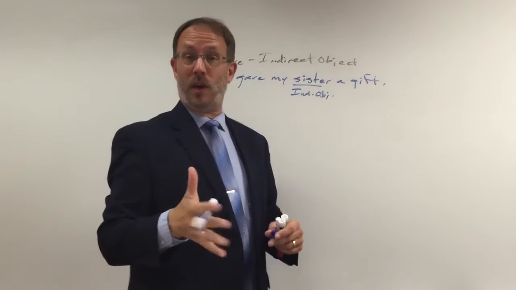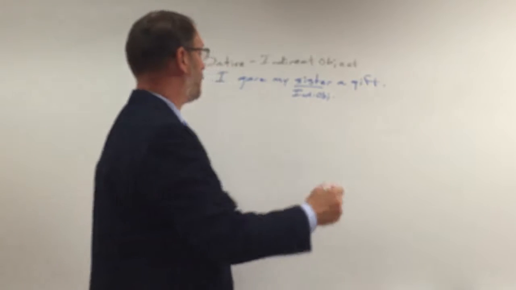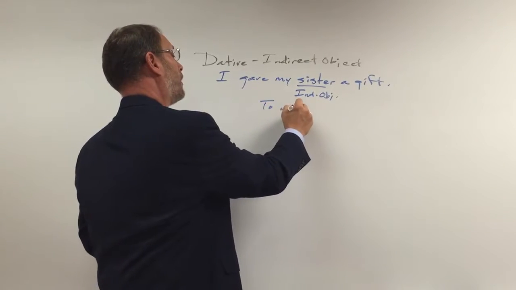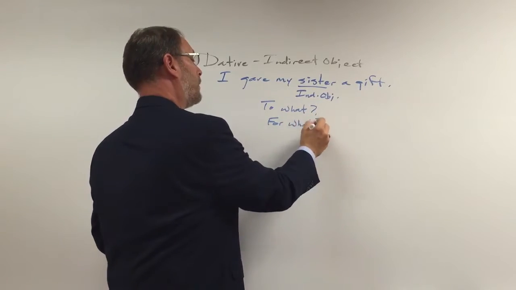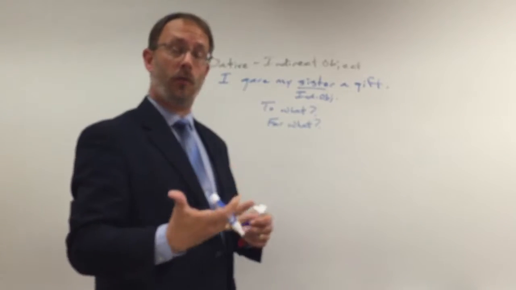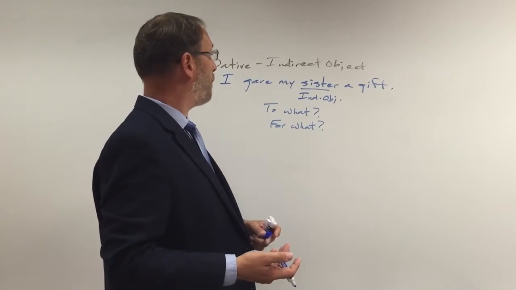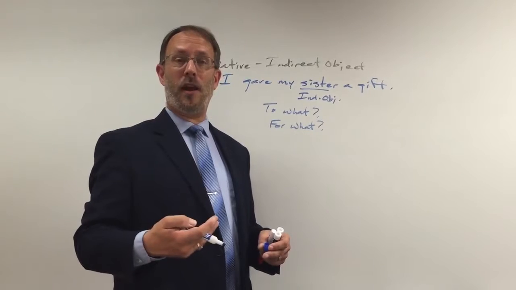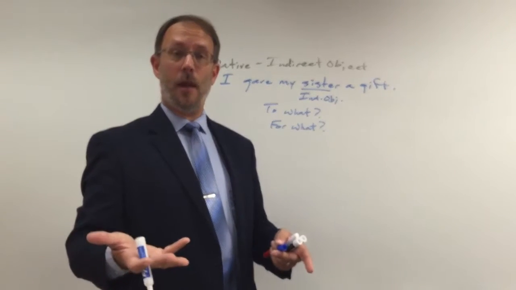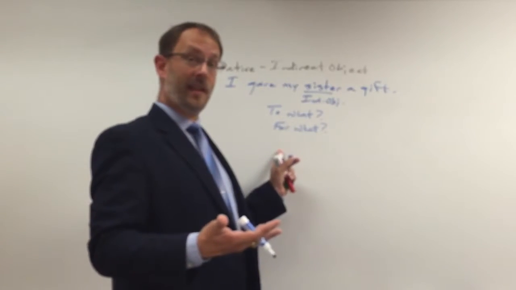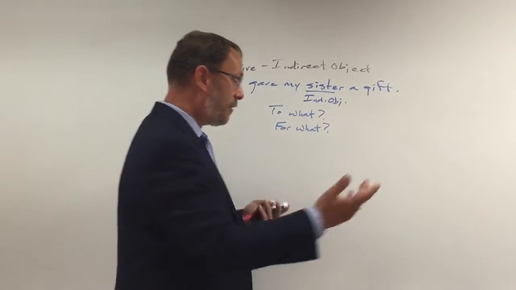And if you're not sure what an indirect object is, you can always use this little test by answering this question: to what or for what? So if the word can answer to what or for what, then that's going to be the indirect object of the sentence. So for example, I bought my friend lunch. I bought what? Well, I bought lunch. But I bought the lunch for what? I bought the lunch for my friend. So friend would be the indirect object. So that's the dative case.